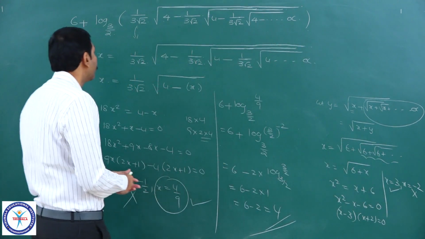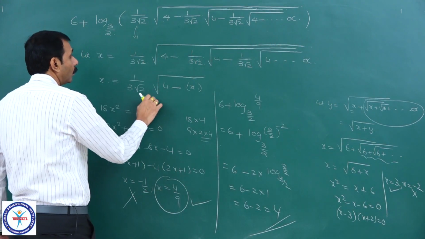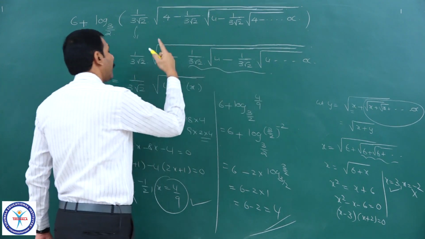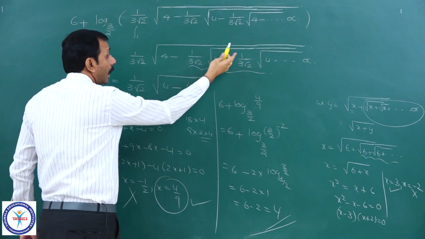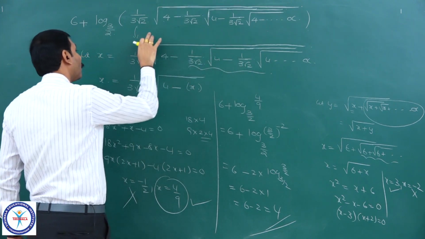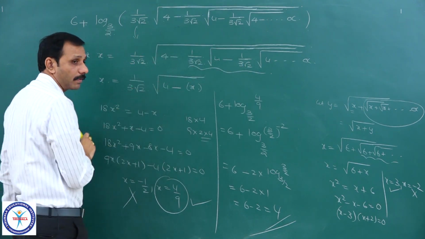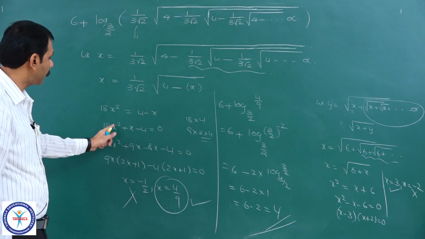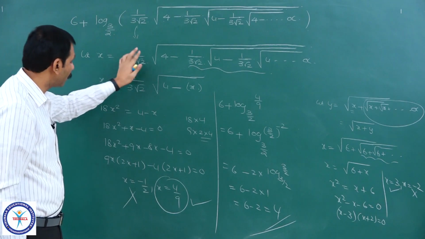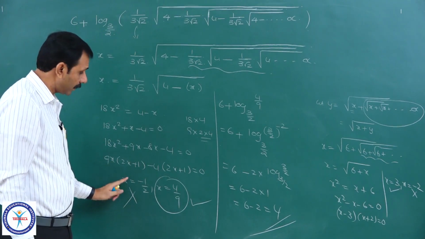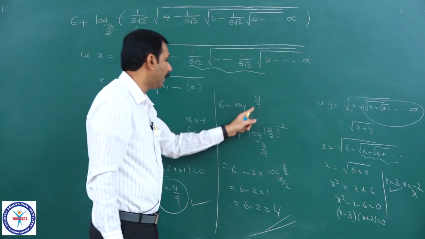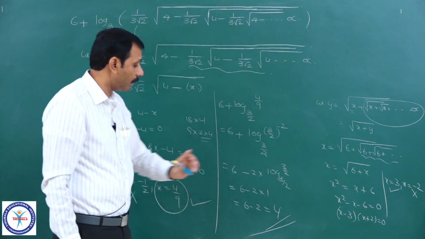In the same way, if I leave 1 by 3 root 2 into root of 4 minus, again this one, same because infinite terms are there, I can treat this one as our complete series, that is equal to x only. Now, simplification of x, this you know: squaring and cross multiplication, x value, because it should be positive, negative value rejected, x equal to 4 by 9. If you take that 4 by 9 and this simplification, the value is 4.